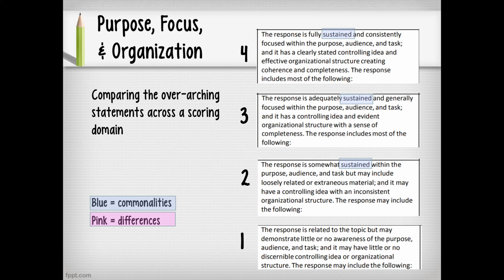The next commonality I see as I skim through is purpose, audience, and task. I see that particular phrase in every single score point down purpose, focus, and organization, even in the 1. So that tells me one of the main focuses of this domain is purpose, audience, and task.